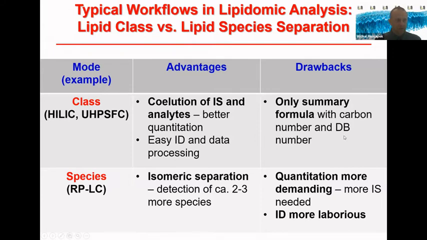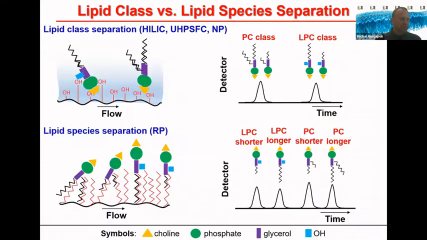number of double bonds. If we go for lipid species separation, mainly reversed-phase chromatography, here the advantage is obvious: you have much higher separation power. You can resolve isomers, which results in about 2 to 3 times more detected species. But here the quantitation is much more demanding. I don't say impossible, but you have to be very careful with multiple internal standards per class, not only one. And identification is also more difficult, so you may need some advanced tools for identification.